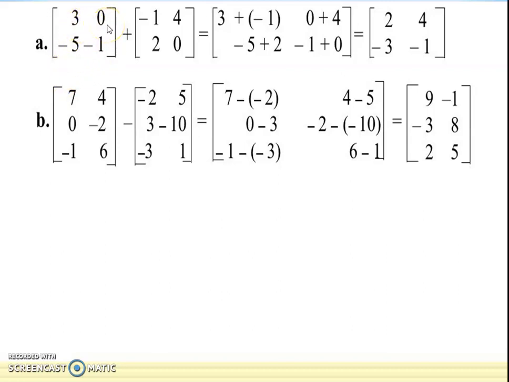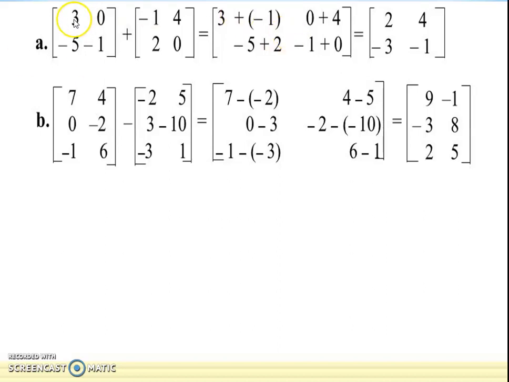The first matrix has 3, 0 in row 1 and minus 5, minus 1 in row 2. So 3, minus 5 in column 1 and 0, minus 1 in column 2. The second matrix has minus 1, 4 in row 1 and 2, 0 in row 2; minus 1, 2 in column 1 and 4, 0 in column 2. Now we must add these two matrices, which have the same order, 2 rows and 2 columns, that's why 2 by 2.